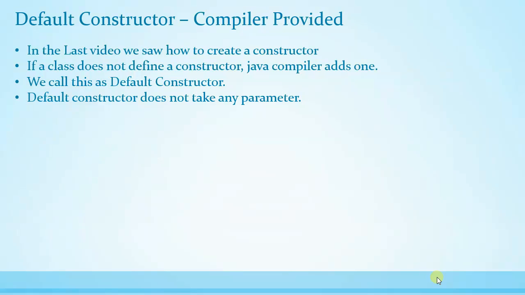The default constructor does not take any parameters. We know that a constructor does not return anything to the caller, but a constructor can take parameters. But when we talk about the default constructor, it does not take any parameter. So if we don't write a constructor, then the compiler provides one, a default constructor.